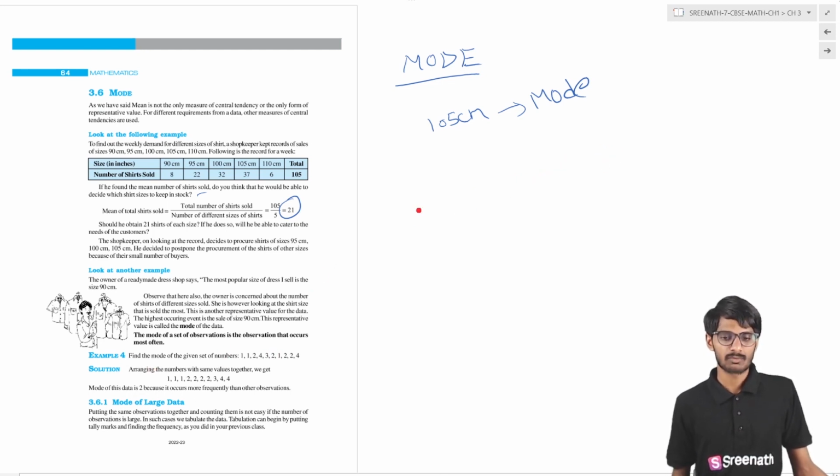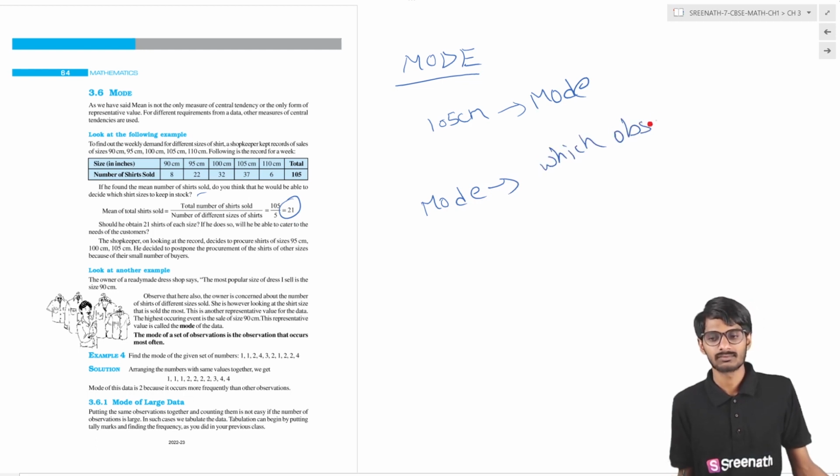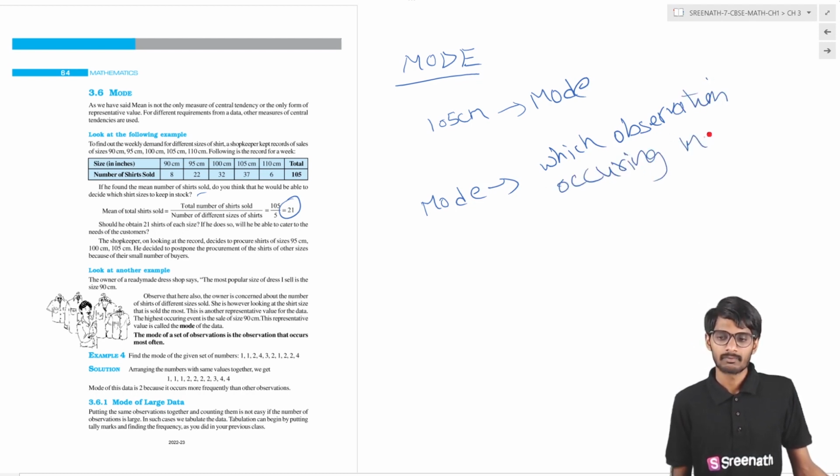Now we will do some examples. Mode is nothing but the observation occurring many times. That is the mode, students.